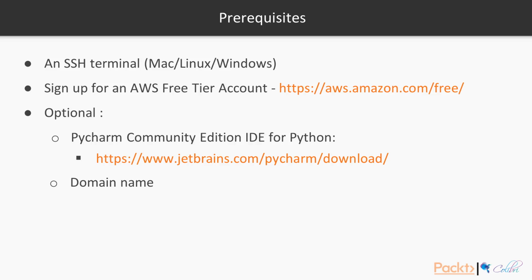Then, a domain name is not required for the course, but if you want to follow the Route 53 section that we're going to do later on, you can get a domain name, or you can watch the videos, but you have to remember that the domain name is going to cost you extra. This is not going to be included in the free tier account.